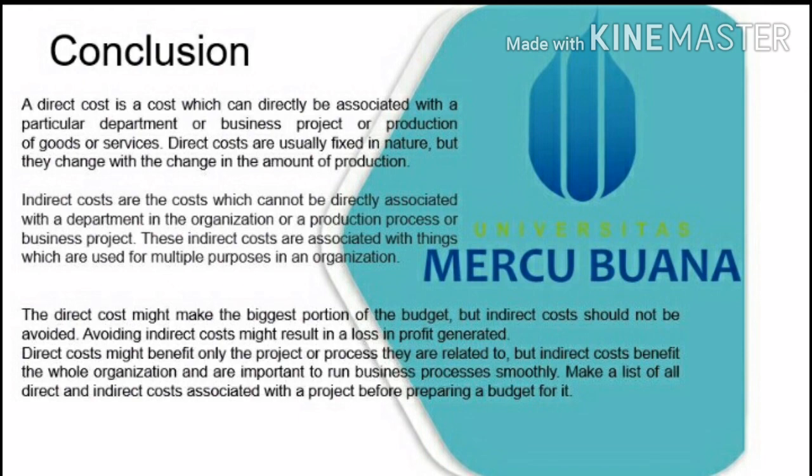And the conclusion of direct and indirect costs are a direct cost is a cost which can directly be associated with a particular department or business project or production of goods or service. Direct costs are usually fixed in nature, but they change with the change in the amount of production.